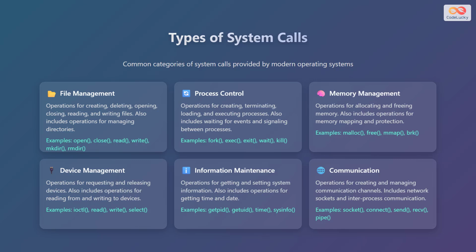Second, process control. It includes operations for creating, terminating, loading, and executing processes. It also includes waiting for events and signaling between processes. Examples include fork, execute, exit, wait, kill.